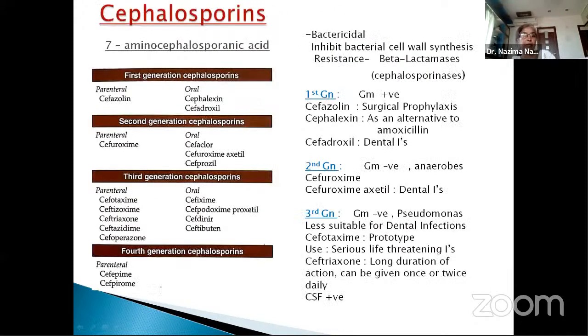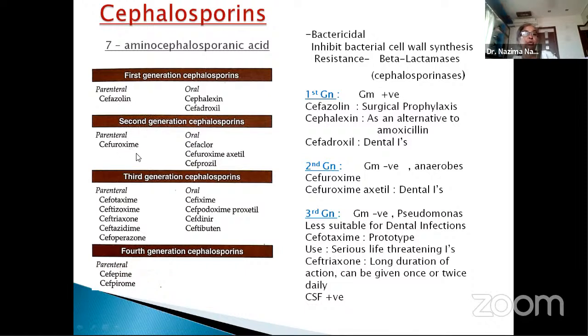Now coming to the other group of drugs, which are the cephalosporins. Cephalosporins again belong to the beta-lactam antibiotics because their nucleus consists of a beta-lactam ring, called the 7-aminocephalosporanic acid. Now these drugs are classified into 4 generations. The first generation is again classified into parenteral and oral. Parenteral drugs like cefazolin, whereas oral drugs we have cephalexin, cefadroxil. Then there are the second generation drugs.